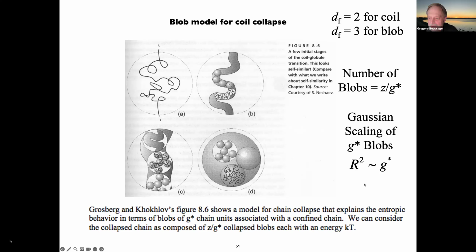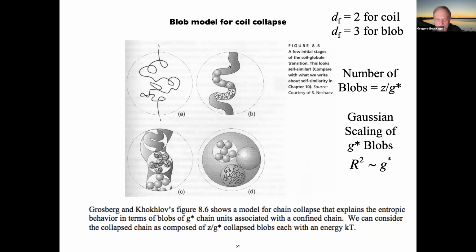And then the number of blobs are Gaussian, so the coil size R squared is proportional to the number of blobs times the size of a blob squared. So it's basically G star times some small r squared. Small r would be the size of the blob, which changes with the temperature. So G star and little r star squared change with temperature in this scheme. Anyway, locally it's 3D, globally it's 2D. And that allows you to have 2D and 3D at the same time, to have a continuous transition.